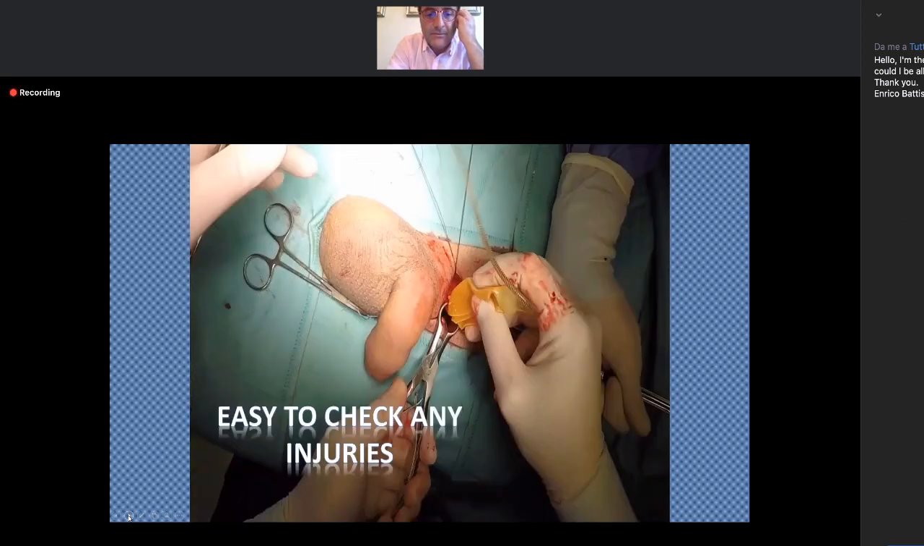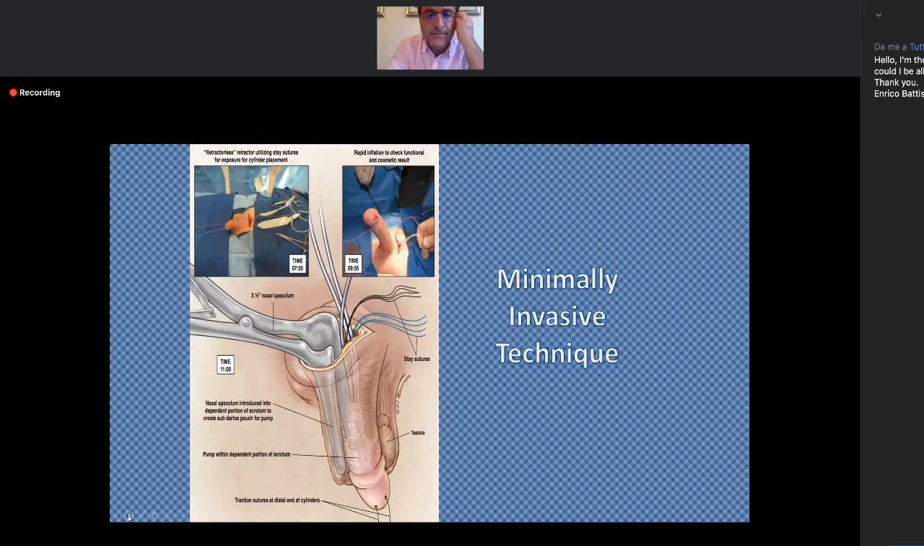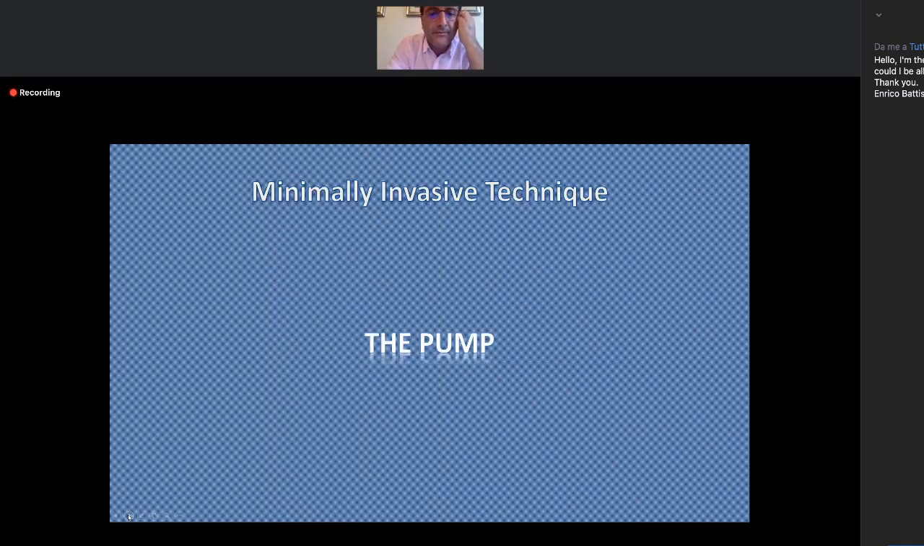Very easy to check any injuries because you can see if you have a hole in the bladder, if you damage some artery. You can check everything. And then from this position, you can implant the pump between the testes, and the patient can feel the tubes in the superficial part of the scrotum.